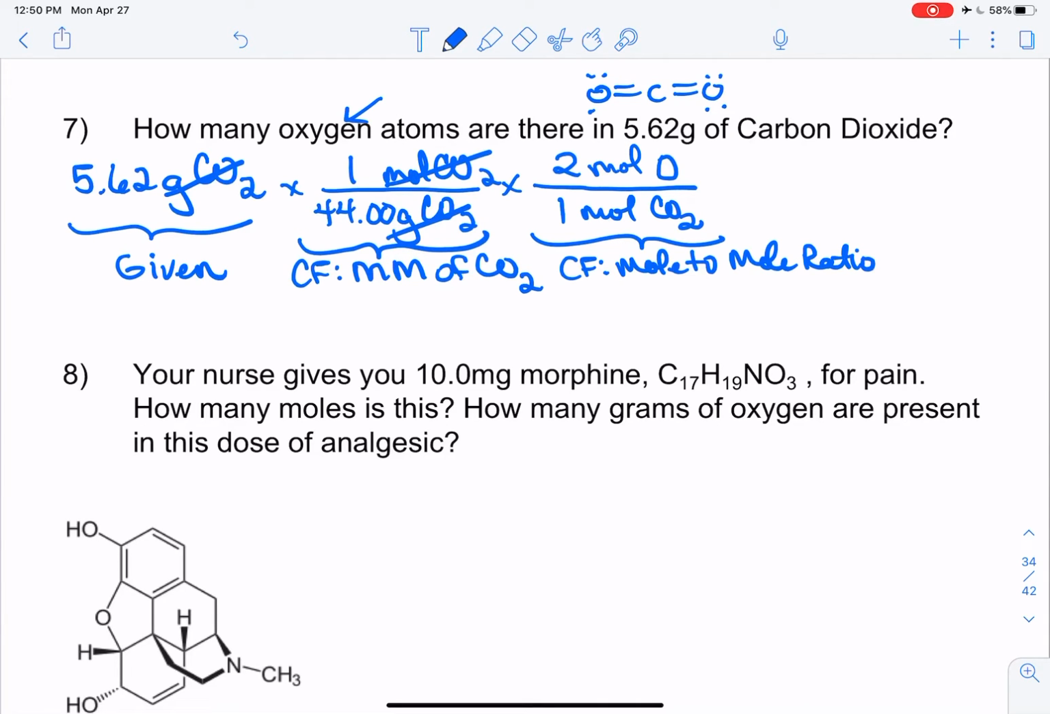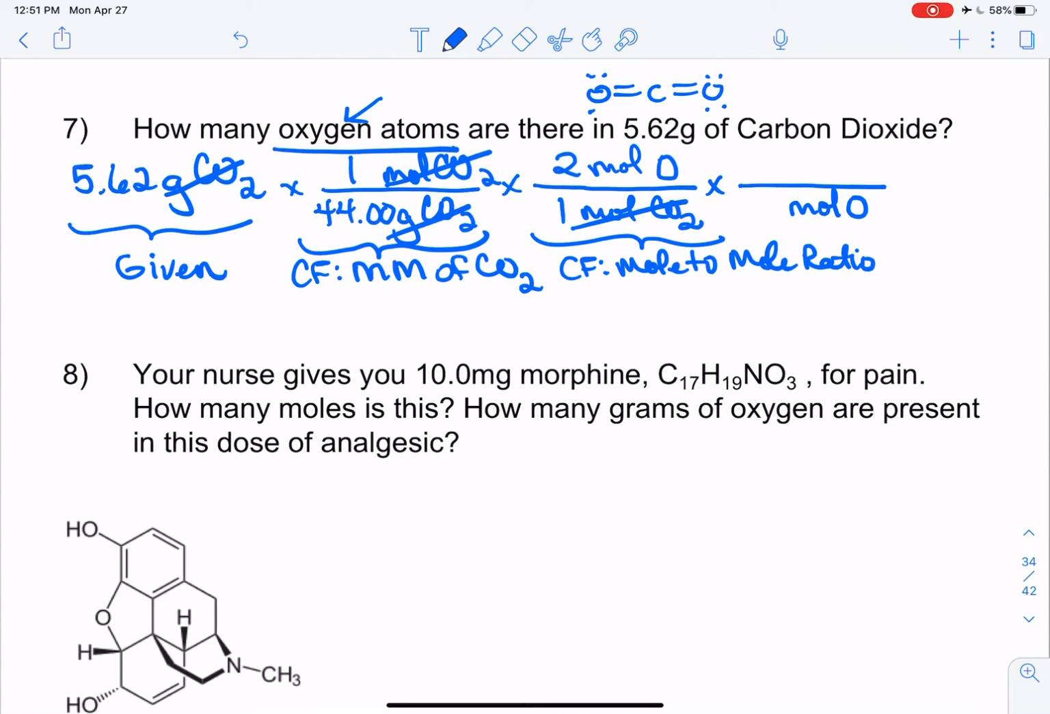Okay, so now I've got rid of moles of carbon dioxide, and I'm in moles of oxygen. But the question asks for oxygen atoms. So that's not exactly like before where we went from moles to grams, but we can do this. We can let our units guide us. If we're not in the right unit, we need another conversion factor. So we write our conversion factor with moles in the bottom because we want to get rid of moles of oxygen.